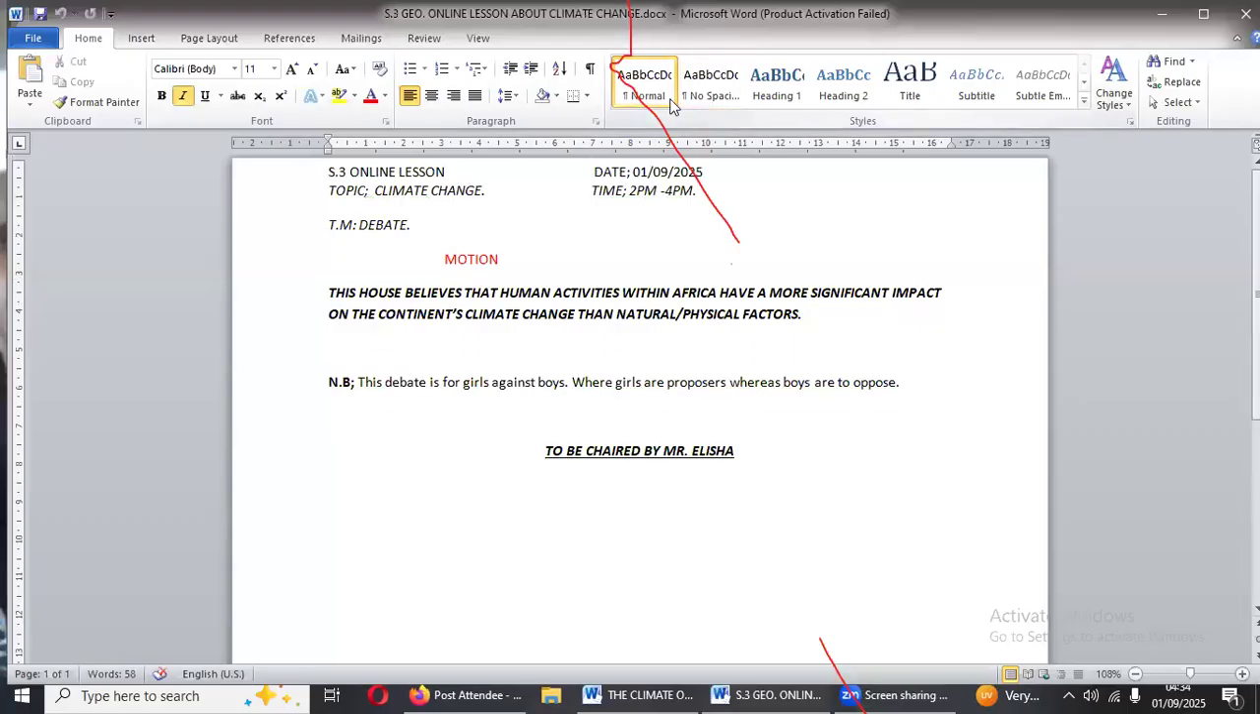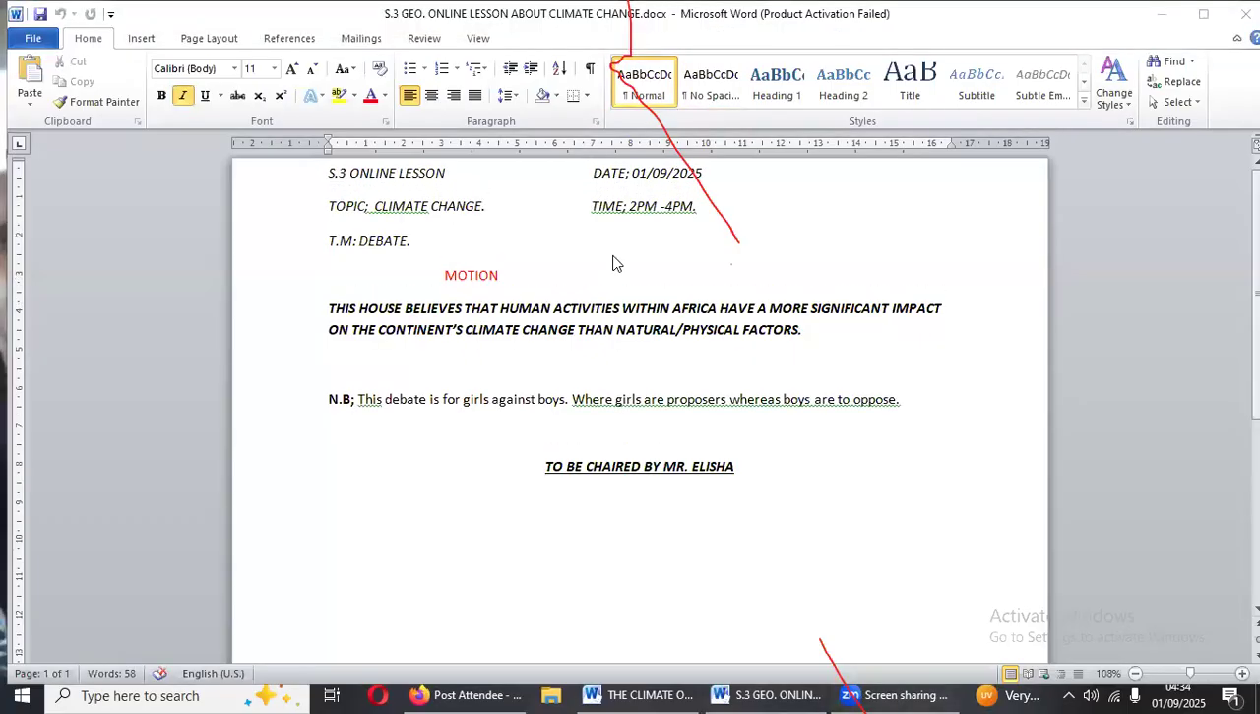Projected right now is our motion, today's motion. One of you was asking what the motion is all about. That is our motion. And I've said that before the motion, we shall first watch the video about climate change, so that we can all gain knowledge about climate change, then after the video, we shall officially start our debate. I wish you the best as you're watching this video.